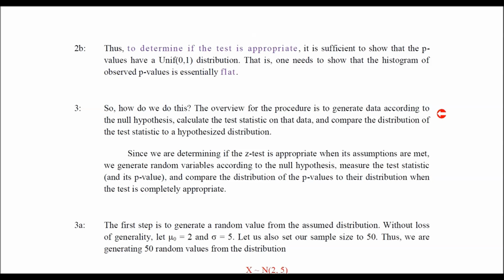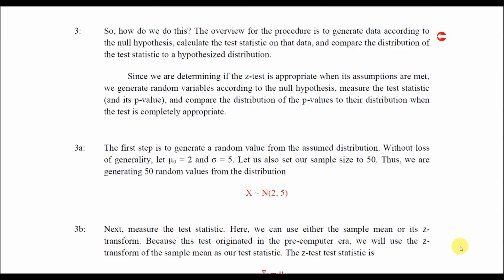So the first step in actually doing this Monte Carlo testing of the test is to generate data under the null hypothesis. Without loss of generality, we're going to say mu naught is 2, and we're going to choose a population standard deviation of 5, and then we've got to pull a sample size out of the air somehow, so we're going to say that n is 50. In other words, we're generating 50 random values from this distribution: X distributed normal, mean of 2, standard deviation of 5.